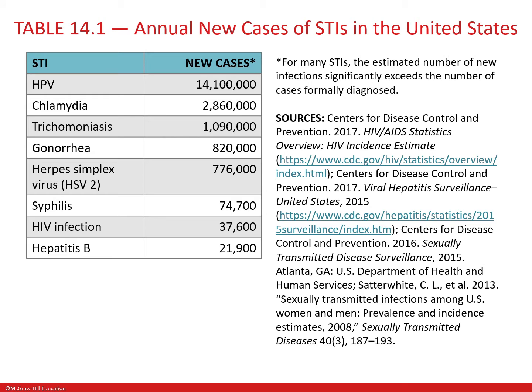Here we have a graph or a chart of annual new cases of STIs in the United States. So this is saying that every year, there are 14 million new cases of HPV, almost 3 million new cases of chlamydia, and so on.